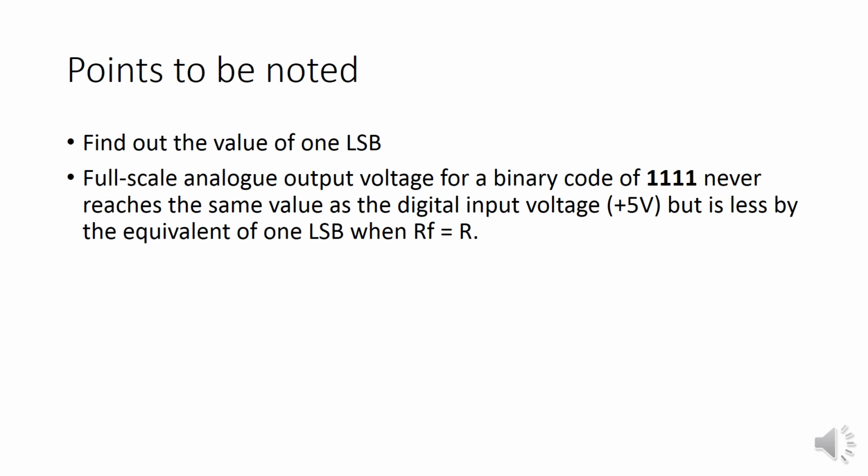You will not get 5 volts or V reference when the code is 1111. It will always be less by the equivalent of 1 LSB, which we find out in the first point. This case is only applicable when RF equals R. If you change RF, that may not be valid, because the amplifier circuit will amplify according to the RF value. This is how the experimentation will be done.